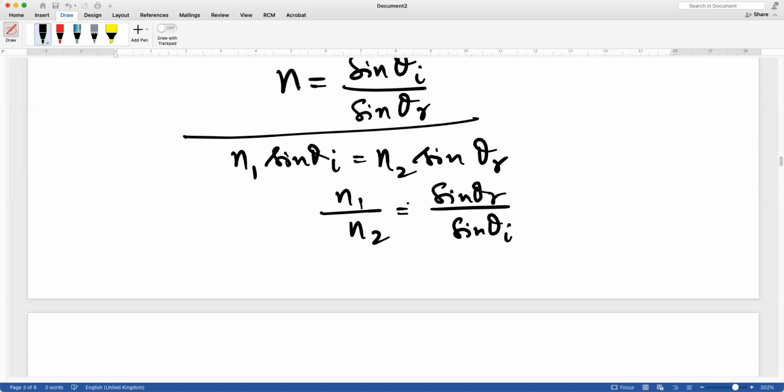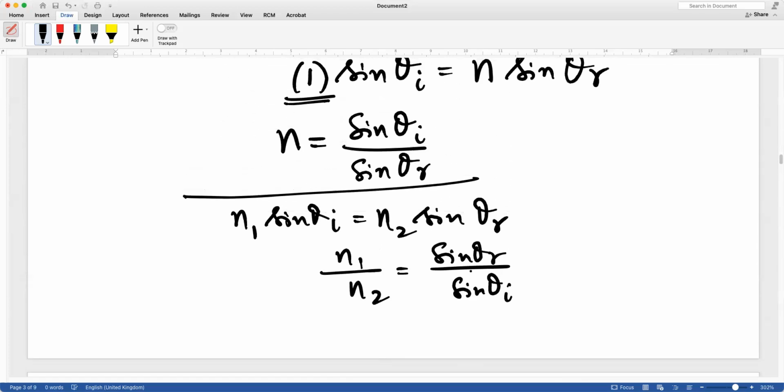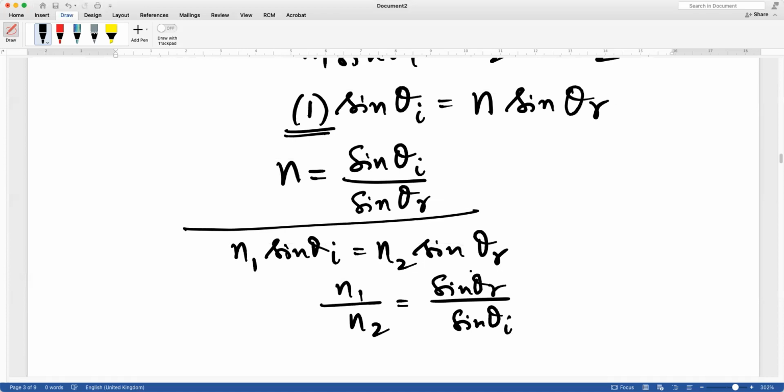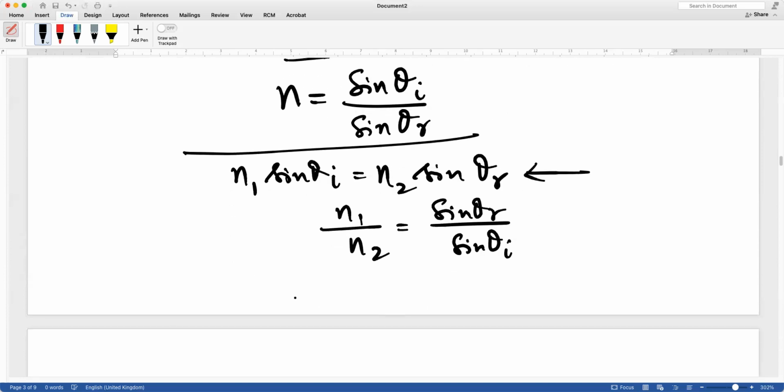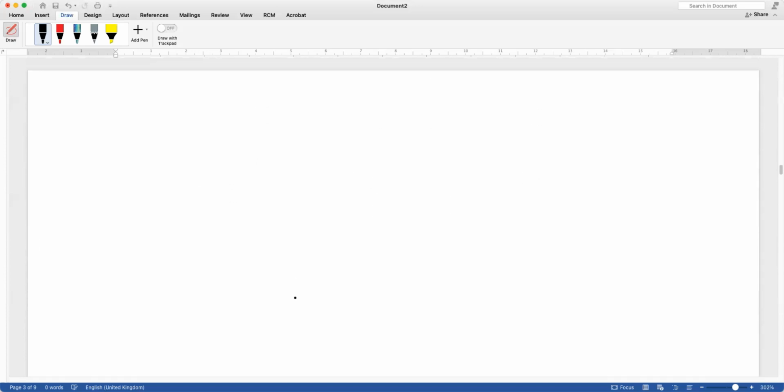Yes, this is how N2 comes to the denominator here, and sine theta I comes to the denominator on the other side. Some students make mistakes with this, because when you write it in a ratio like that, we may get confused. But start with the one which is from the first medium to the second medium. Then it will be easy. So now, as we learned the refraction, is there anything else you learned in the refraction?